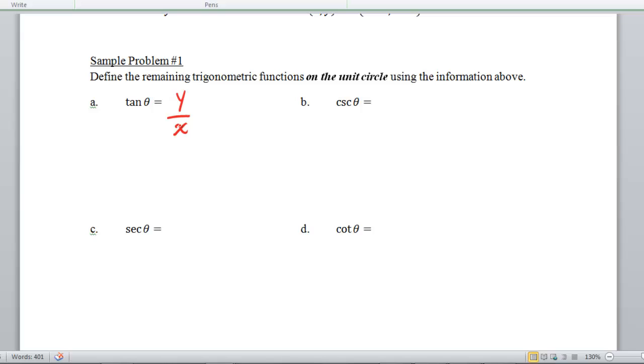Cosecant, which is the reciprocal of sine, is going to be 1 over y. Secant, which is the reciprocal of cosine, is going to be 1 over x. And cotangent, the reciprocal of tangent, is going to be x over y. So that's a good start, and we'll be using this information to work further problems.